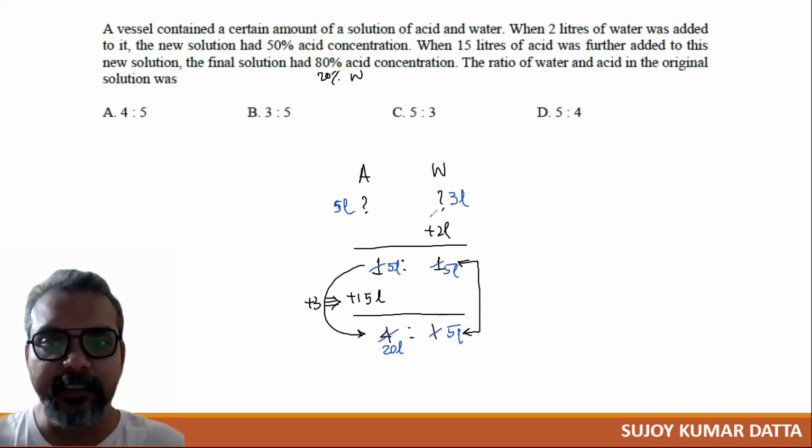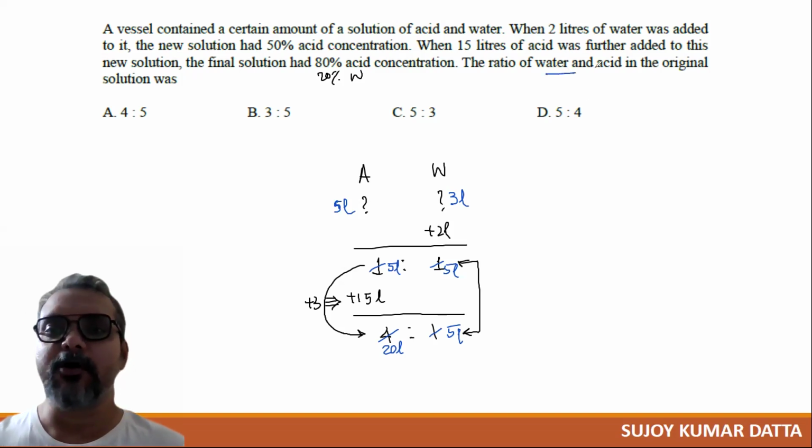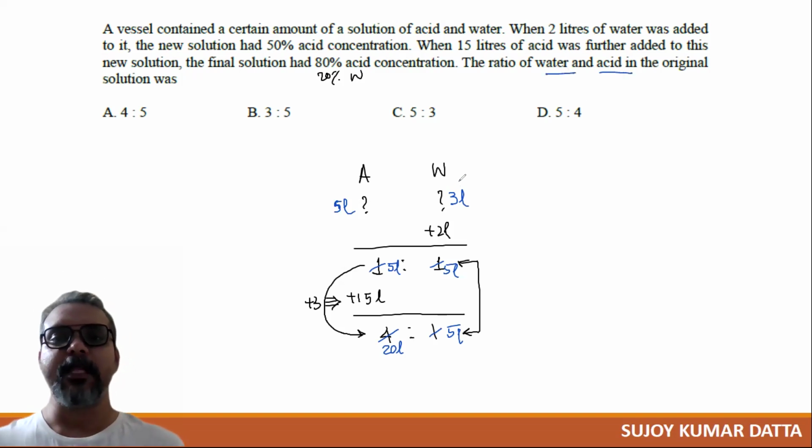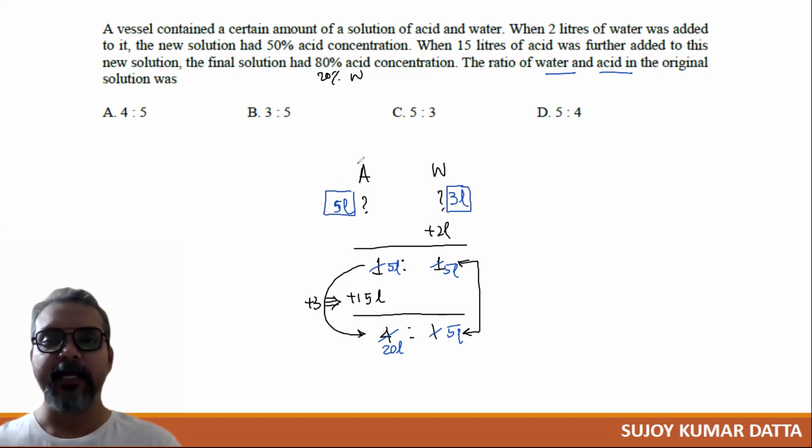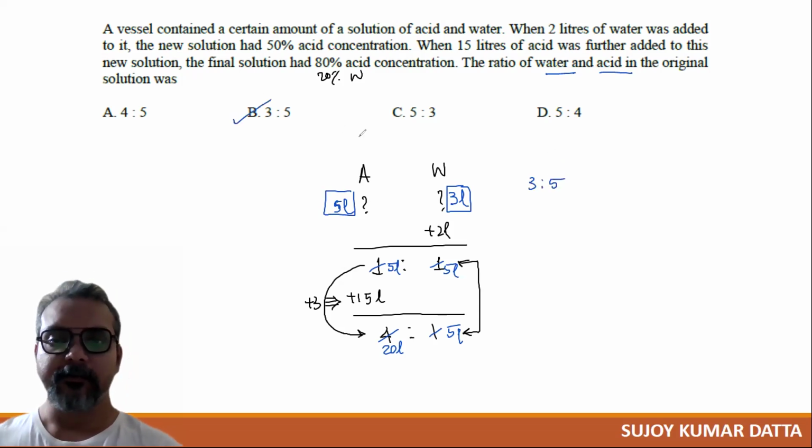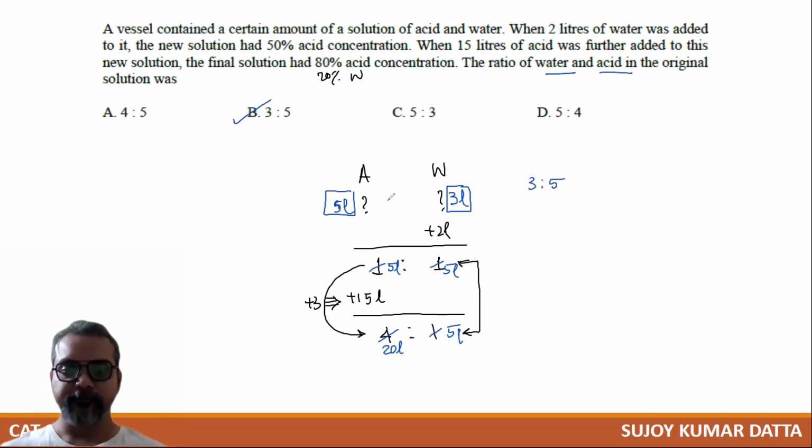Okay. So that's basically the question. What is the ratio of water and acid in the mixture? So water and acid mixture would be 3 to 5. Not acid to water, but water to acid. So that is the answer. Let's look at the next one.